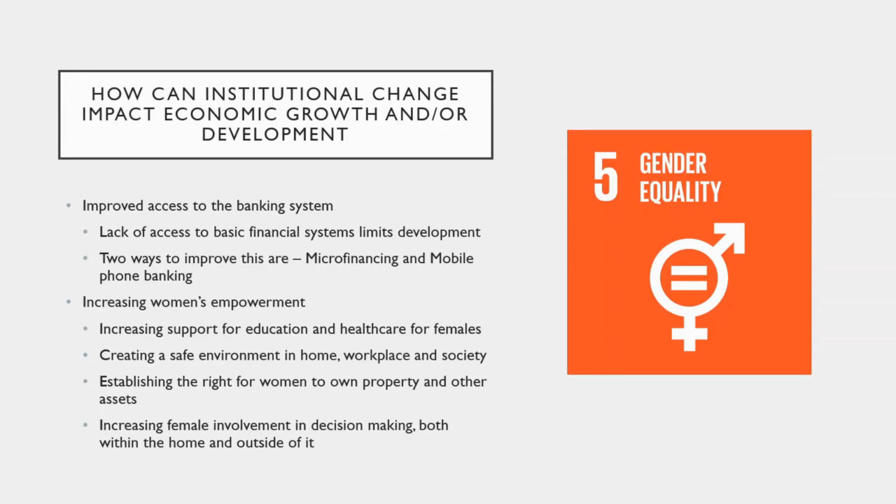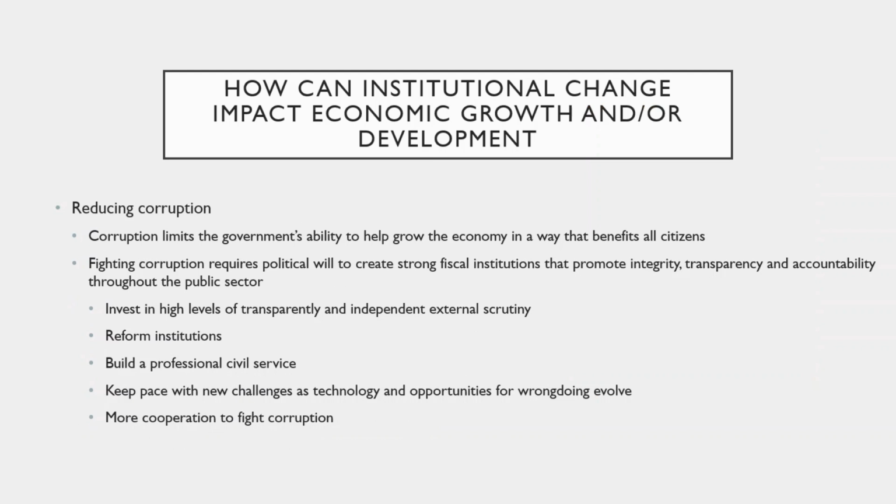How can institutional change impact economic growth? Improve access to the banking system, increase women's empowerment. We've already talked about ways that women's empowerment could help society. And we just talked about banking. Reducing corruption. Corruption limits the ability of government to grow. They often misspend the money. It leads to the lack of development of infrastructure. The government is not using the money the right way, so aggregate demand will not increase or might not increase. So doing institutional reforms could lead to long-run economic growth. Structural reforms in government, in law, in education, in healthcare, things like that.